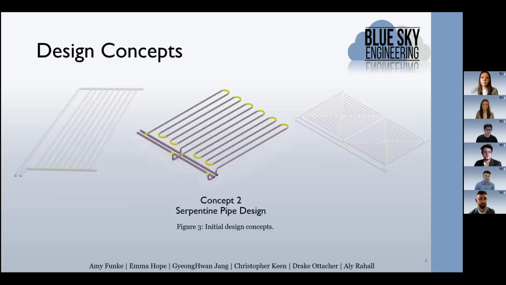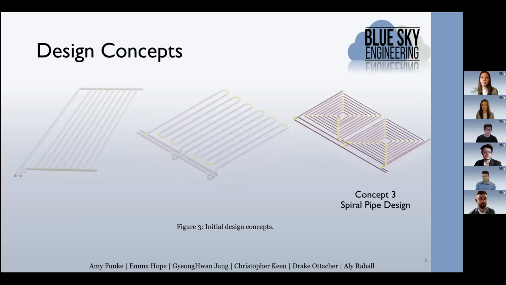The second design that we came up with was the serpentine pipe design. What this has is one supply and one return on either side of the runway, effectively splitting it into 2, and then having our piping serpentine in and out of the runway before returning back to the return line.